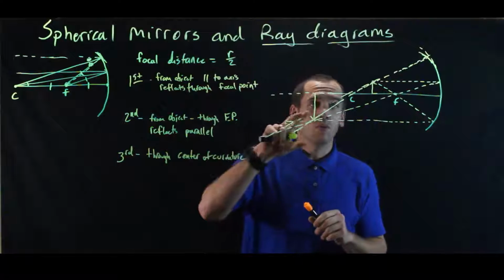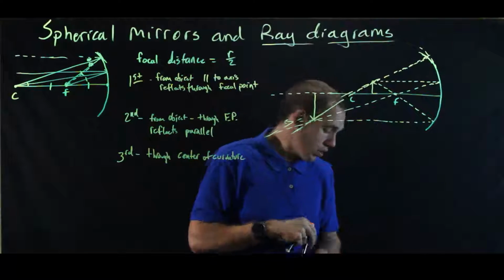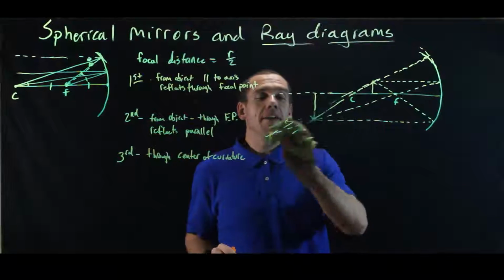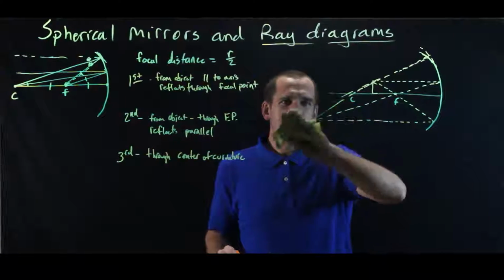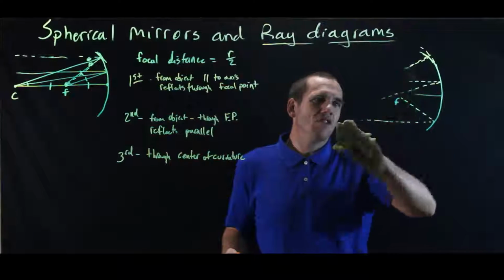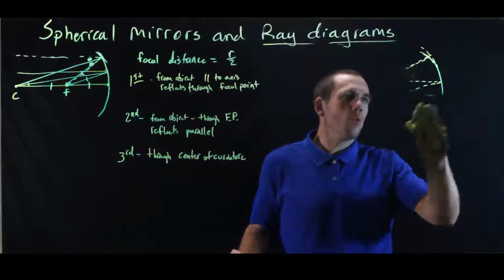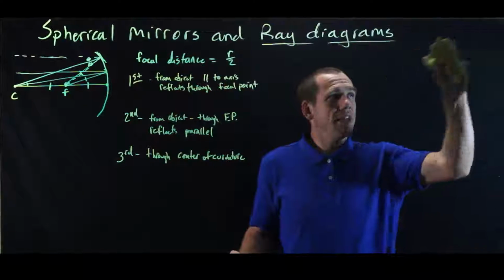Now, what happens if I move my object around, or I switch from a concave mirror to a convex mirror? What we have to think about on that is the idea that just because the light rays are diverging does not mean it doesn't look like they came from a single point. And so let's go ahead and use a convex mirror.